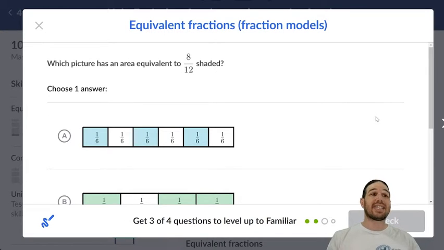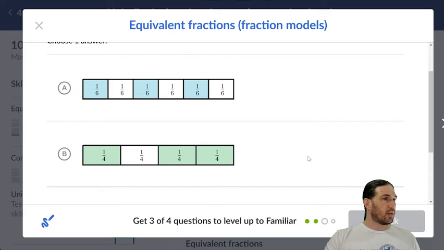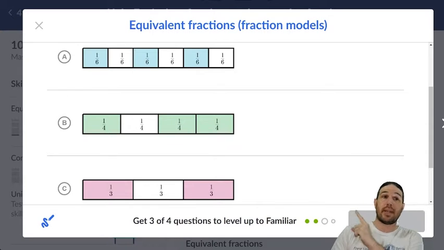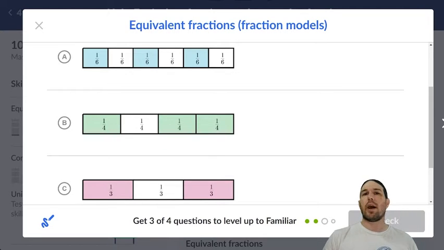Which picture has an area equivalent to 8/12 shaded? So let's see here. What we've got is 3/6 up here, we've got 3/4 down here, and we've got 2/3 here. Can you see why I'm able to say that?